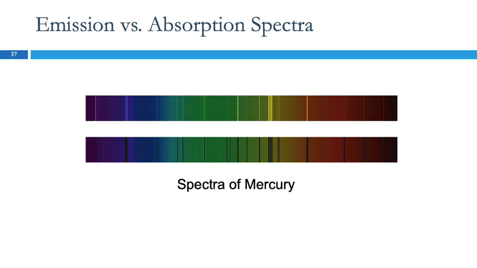So we can also get elements to absorb light. So for mercury, if we're exciting it, say with electricity, we can get light that's emitted from it. We can also pass light through it and see what wavelengths get absorbed. So here these are getting absorbed, and so we see dark lines where there's no light, exactly the opposite of the emission spectrum.